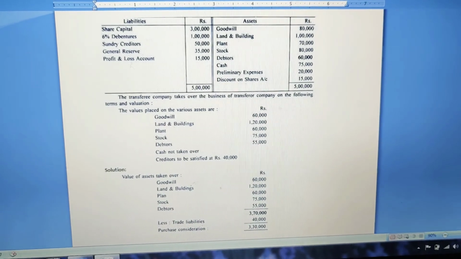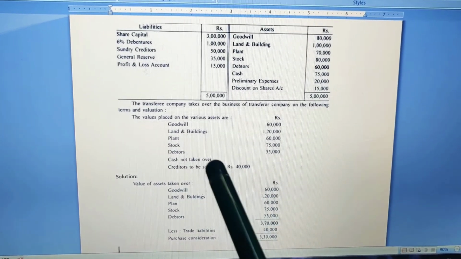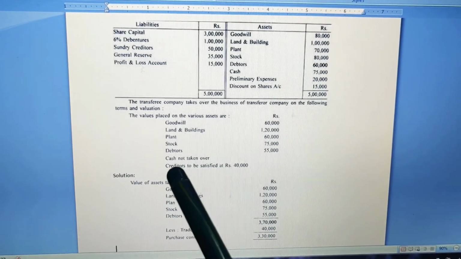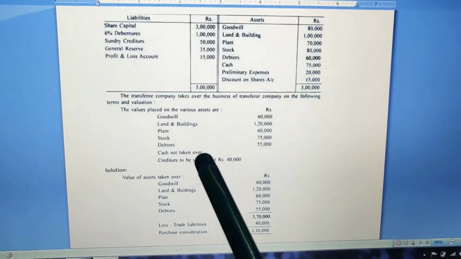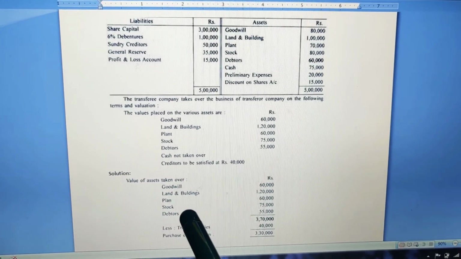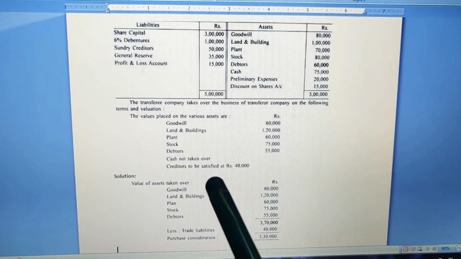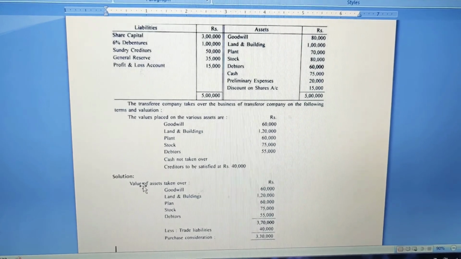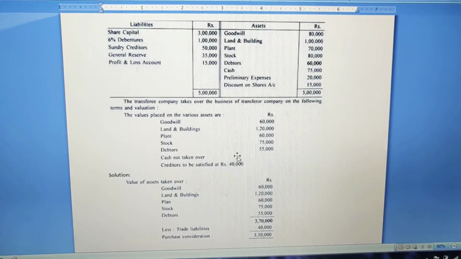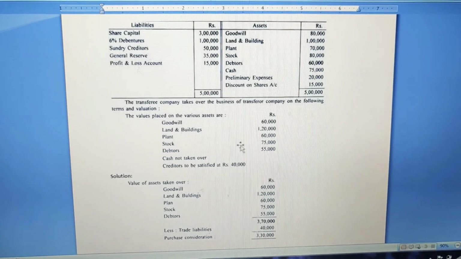Okay, and it is written in the last that cash is not taken over. So he is not taking over the cash, so you don't have to include your cash in your purchase consideration. Clear? So creditors are to be satisfied at rupees 40,000. When you take your creditors to be satisfied at 40,000, you have to take just your creditors and not the debentures, and that too at 40,000.